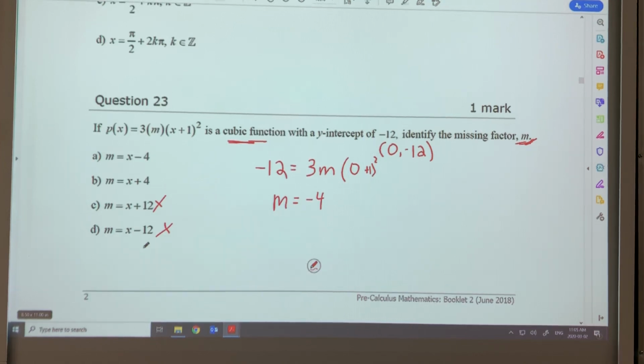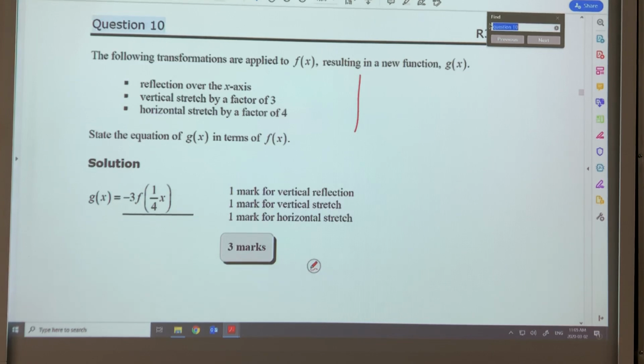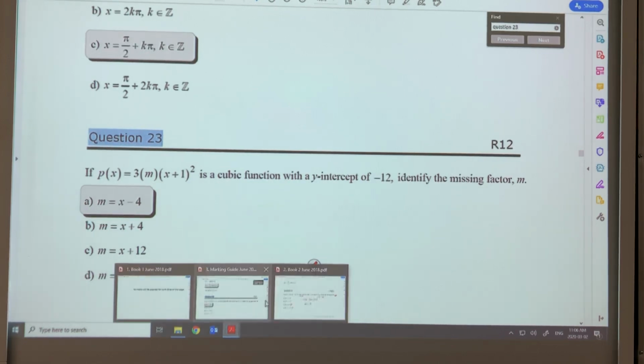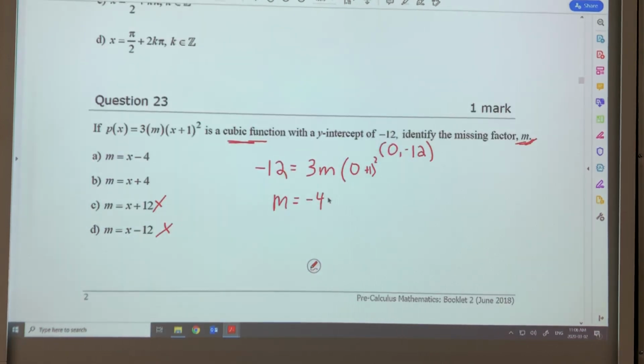Let's see. I'm going to take this under the marking, guys. This is question 23. It is A. Right? Why? Because my m value is -4, right? So it's x minus 4. It's just whatever you see. So there you have it.